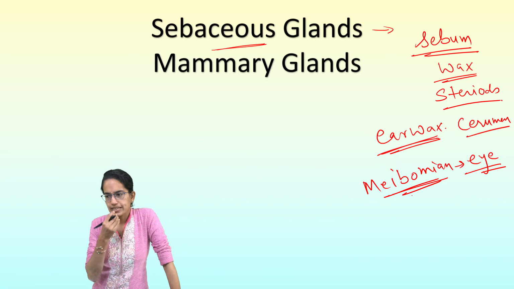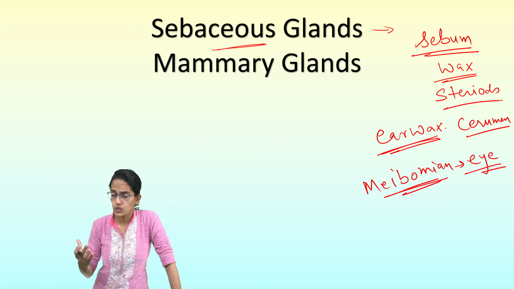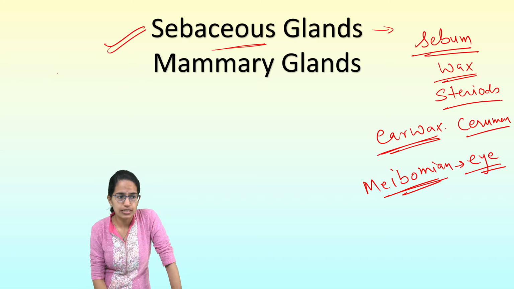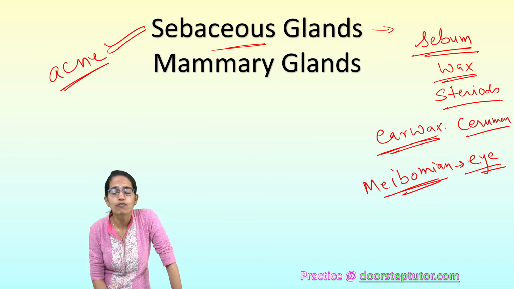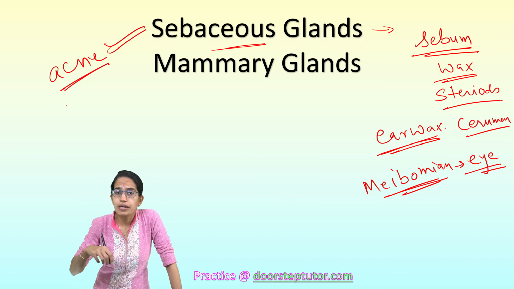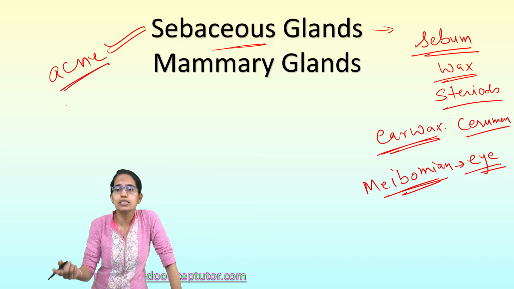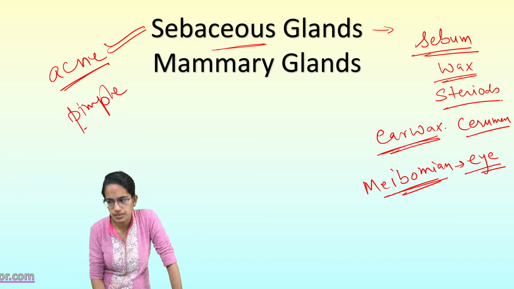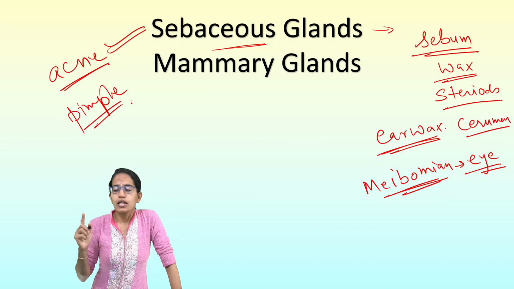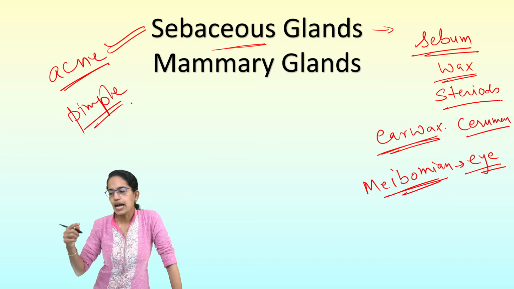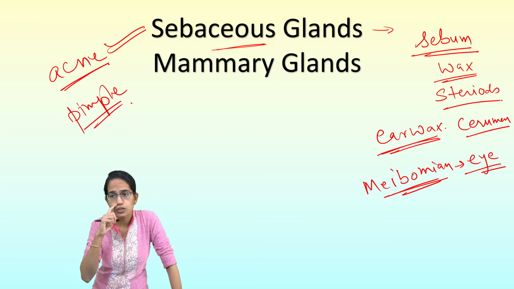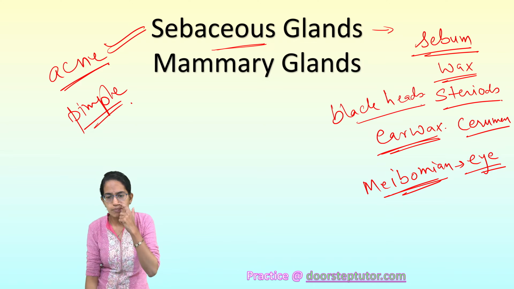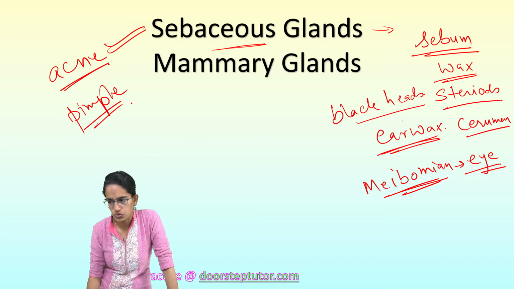In certain cases, what happens? We could say certain disorders associated with sebaceous glands. If there is inflammation of the sebaceous glands, it would lead to the formation of acne. If the sebaceous glands accumulate the sebum below the skin, it would lead to formation of pimples. Now, when the sebum is oxidized and gets black, the formation of blackheads is seen. Common places where you can see the blackheads is the region outside the nostrils.